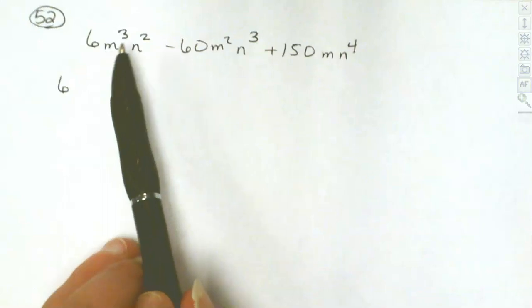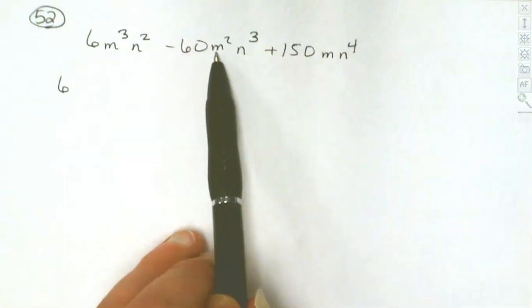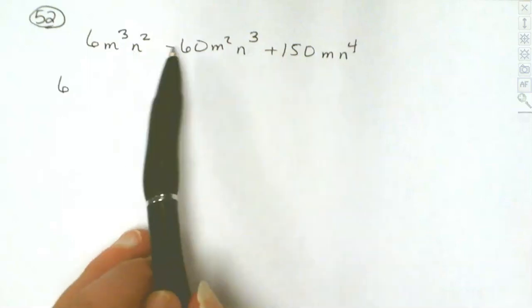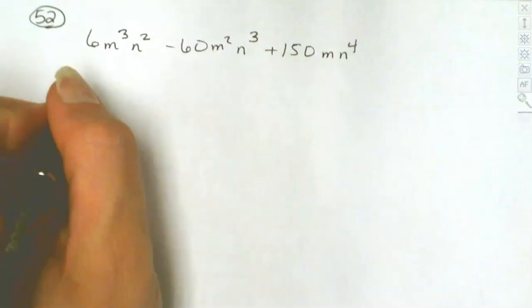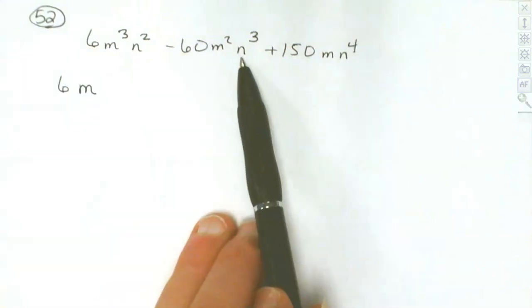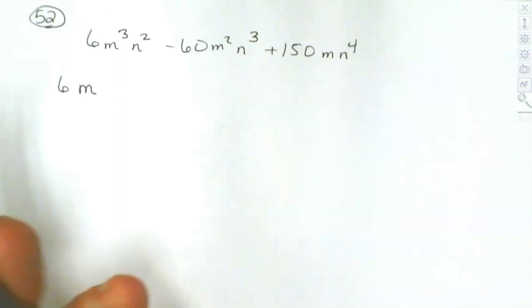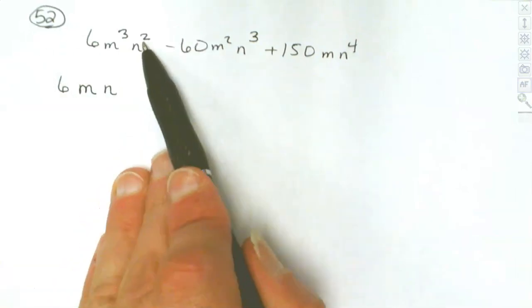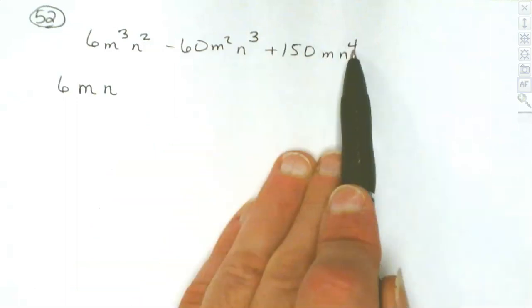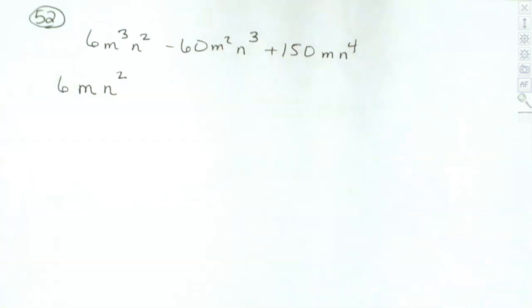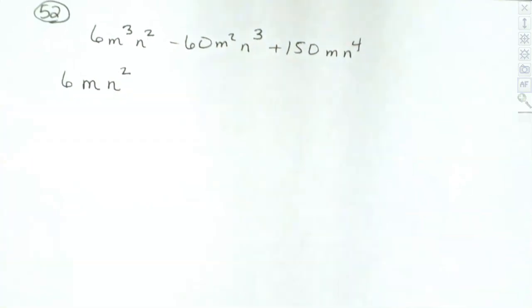Then we look at our variables. These all have m's in common. And my smallest power of m is just an m. These also all have n's in common. And we want the smallest power of n. And we've got a 2, a 3, and a 4. So the smallest power would be an n squared. Is everybody all right with that so far?